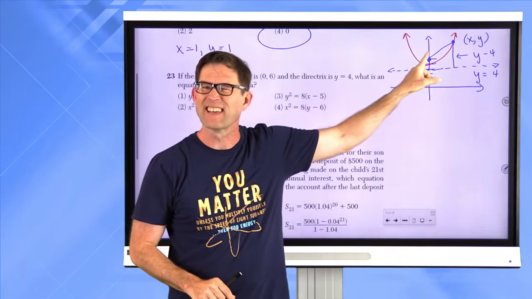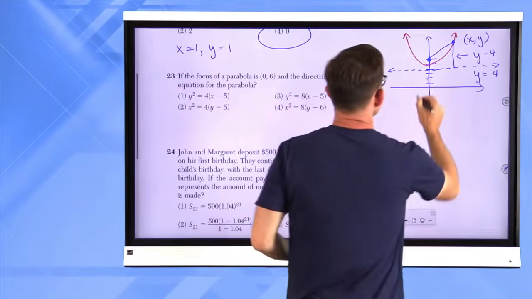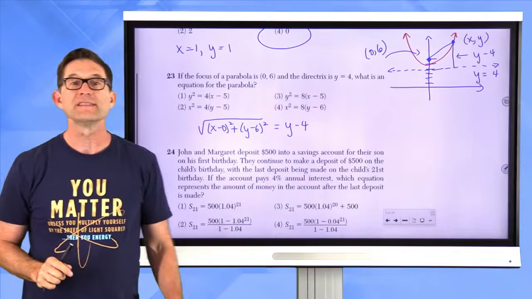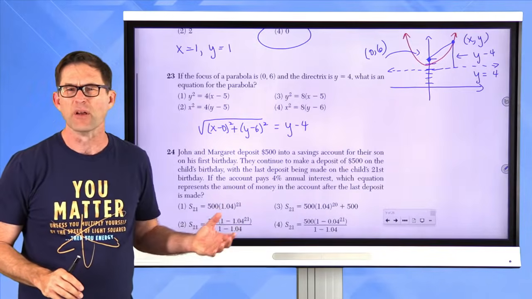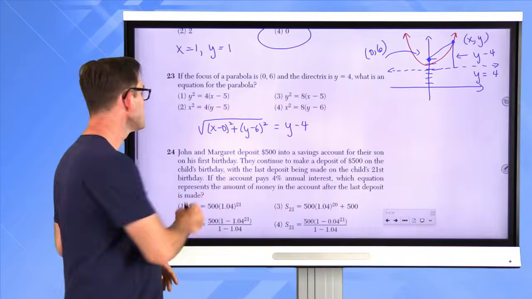That's that distance. This distance is trickier. I have to do that one with the distance formula. Keep in mind that this point is the point 0, 6. So that distance, using the distance formula, is going to be the square root of x minus 0 squared plus y minus 6 squared. And that's got to be equal to y minus 4. That is literally the equation of the parabola, but of course it doesn't look like any of these. So what do I do? I square both sides.